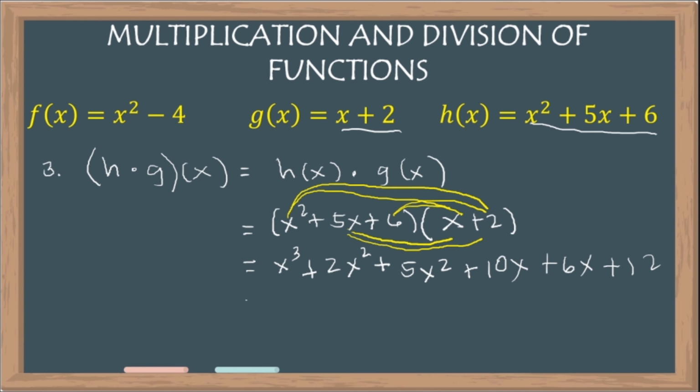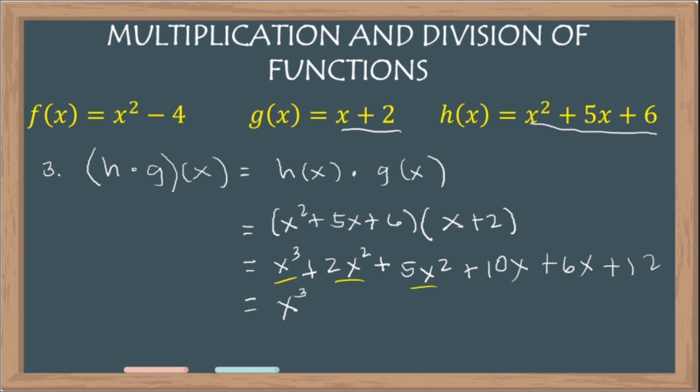Now, combine like terms. Let's erase this one, no? Okay. Combine like terms, nasaan ba ang merong x cube? Ito lang. So, we just copy x cube. Wala nang iba kasi, no? Wala nang ibang x cube. How about x squared? Ito. Tsaka ito. So, we can add that. So, what is 2 plus 5? That is 7. We copy x squared.